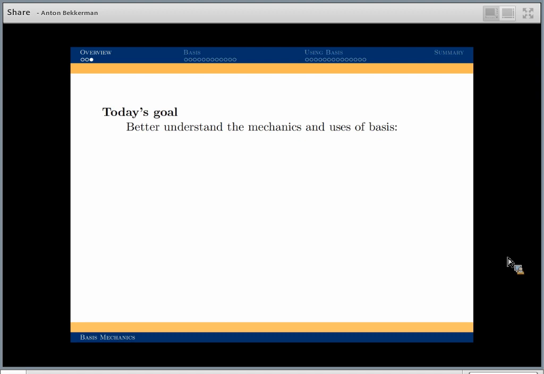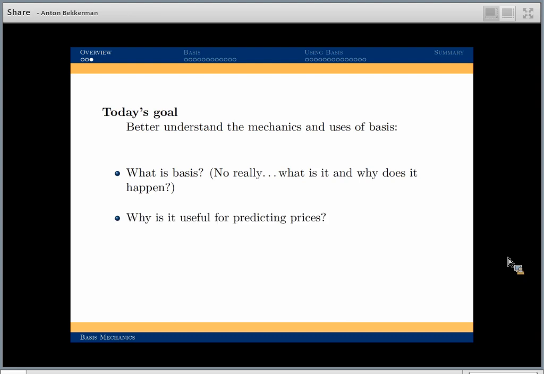So if we can't find a fortune cookie that can tell us exactly the information we need to know, what do we need to do? Today's goals are about finding somewhere between having no knowledge at all about future prices and outcomes, and a fortune cookie that can tell you exactly. So what are we going to do? We're going to talk about basis. You may have heard this term before, maybe you even know something about it, but we're going to dive deeper into the concept of basis. What is it? Why does it happen?